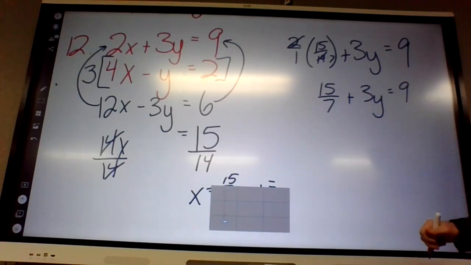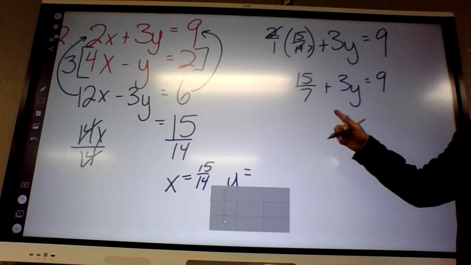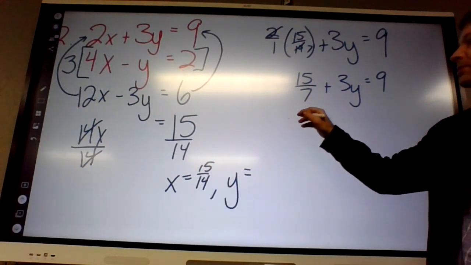I'm going to show you how to do it without a calculator. So, how would we do this without a calculator? What would the next step be?